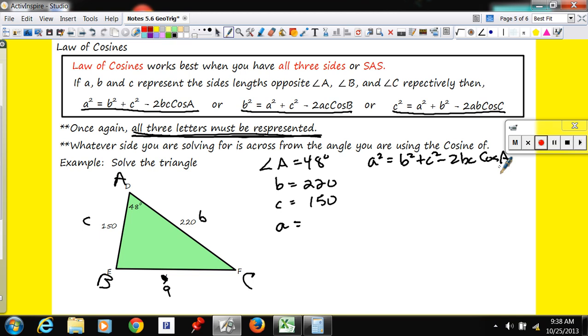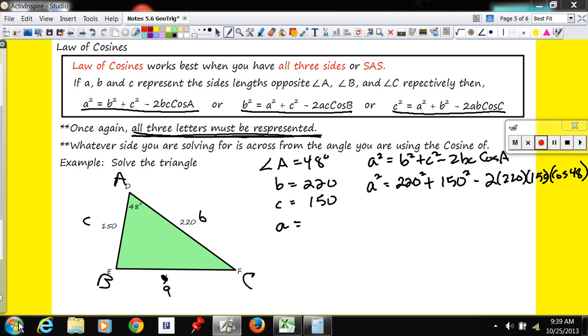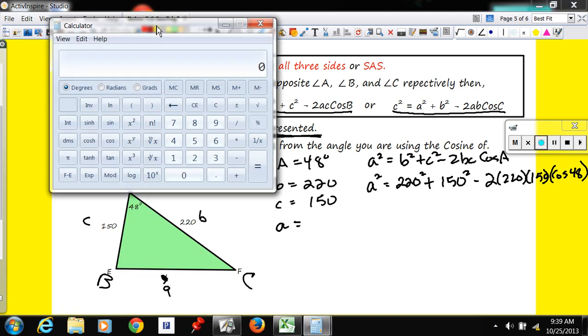So let's plug in the numbers that we know. We don't know little a, so I'm going to put a squared equals 220 squared plus 150 squared minus 2 times 220 times 150 times the cosine of A, which is now 48 degrees. So cosine of 48 degrees. All I did there was plug in the formula. Now it's calculator time. That's mostly what it is. You just have to be able to plug that into your calculator.